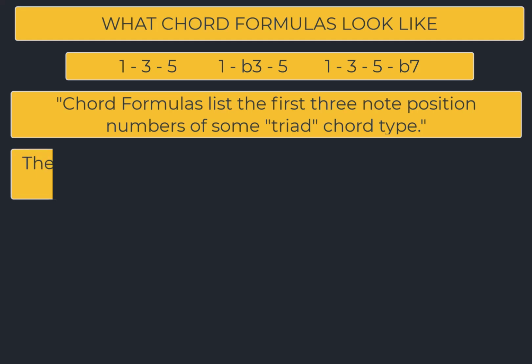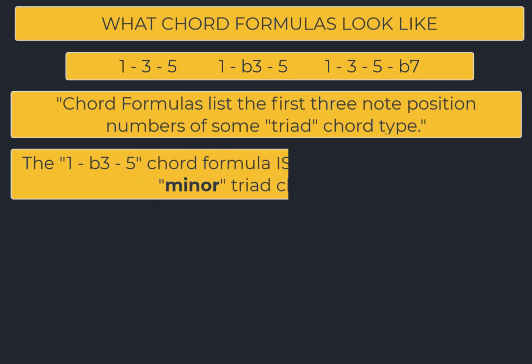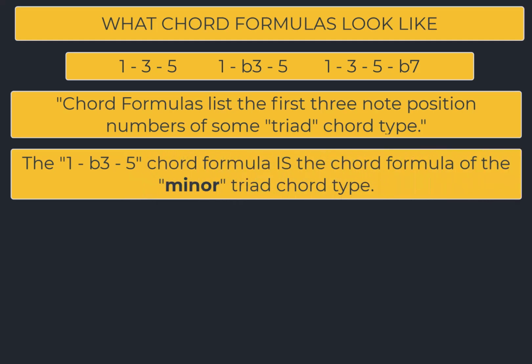But now, something new. A 1, flat 3, 5 chord formula represents another common triad chord type, but it is that of a minor chord type. As you can see, the minor chord type identifies a change in the middle number using a flat 3 note position number rather than just a 3. Although only one semitone different, what a difference it makes in the sound.